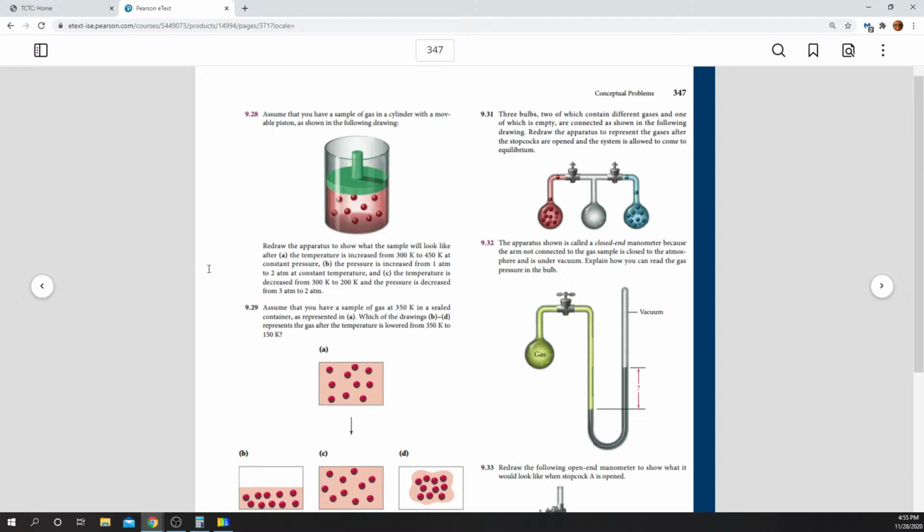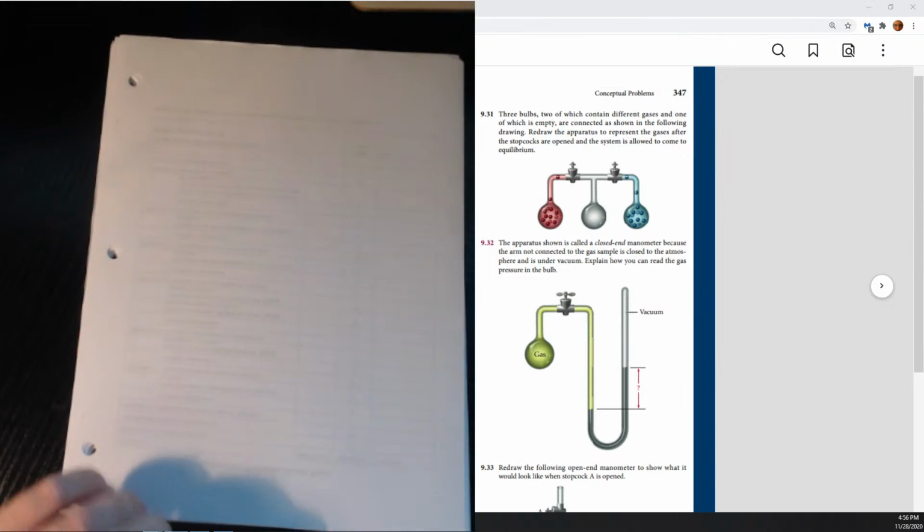All right, 28. Assume that you have a sample of gas in a cylinder with a movable piston, as shown in the following diagram below. Redraw the apparatus to show what the sample will look like after A, the temperature is increased from 300 Kelvin to 450 Kelvin at constant pressure. Okay, so that's easy enough. This time there's actually something to show.